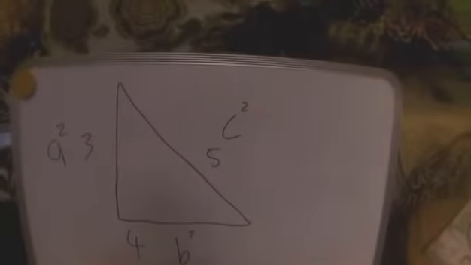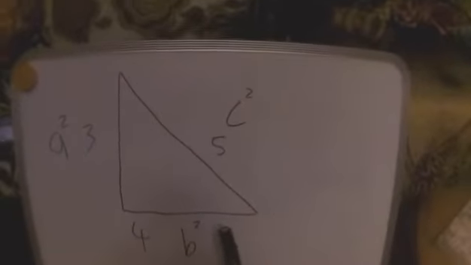Converse of Pythagoras' theorem: if the sum of the squares of the legs of the triangle is equal to the square of the hypotenuse, then the triangle will always be a right-angled triangle. Let's say you didn't know that this triangle is a right-angled triangle. So how do you solve this?